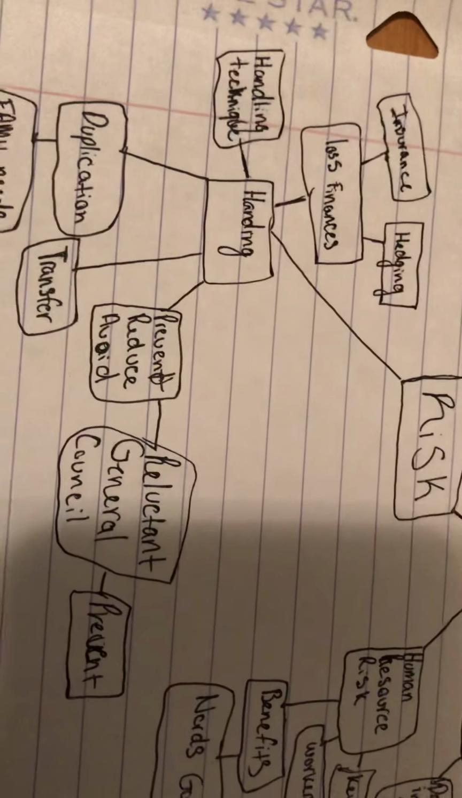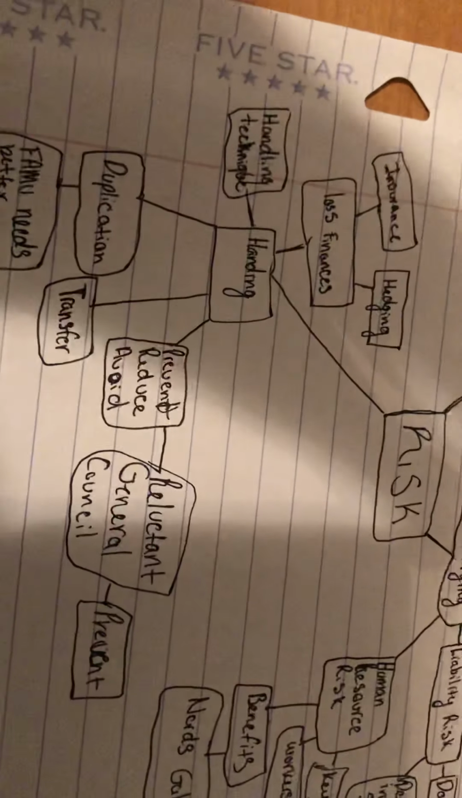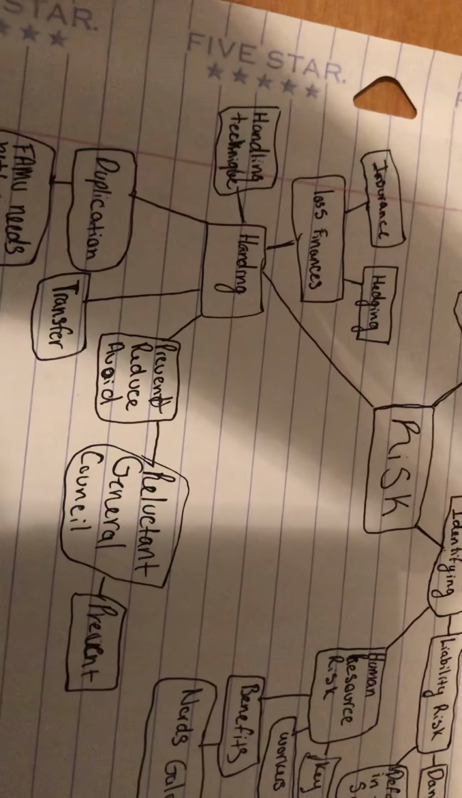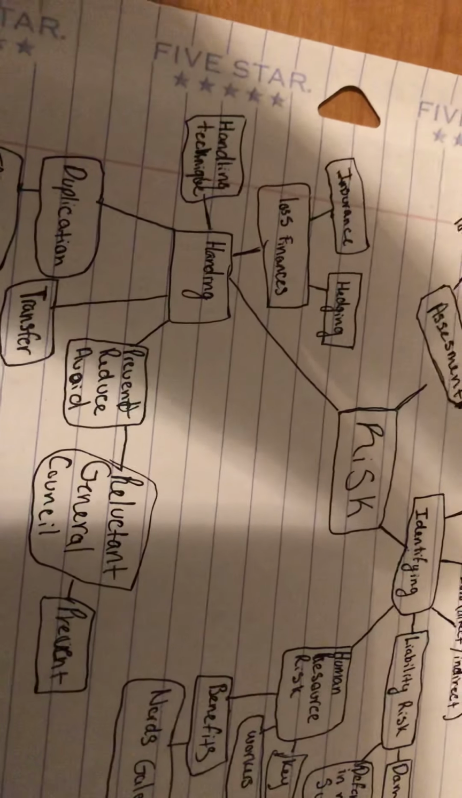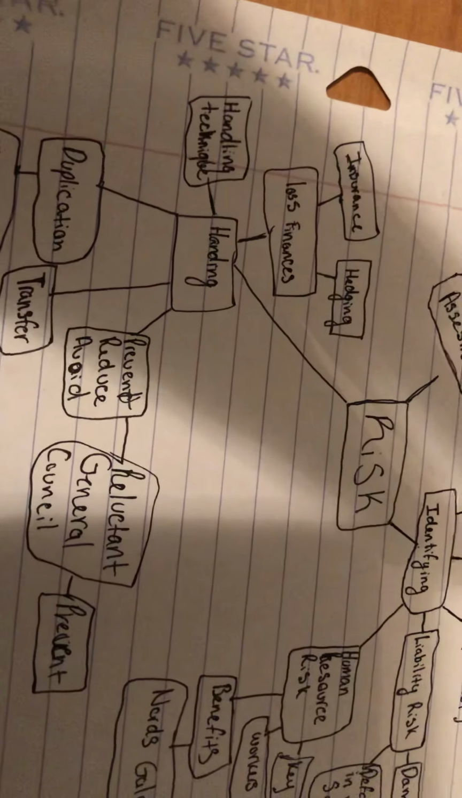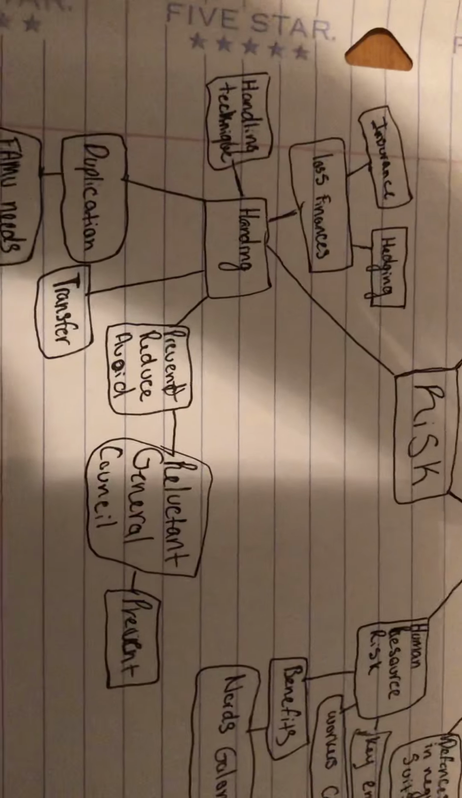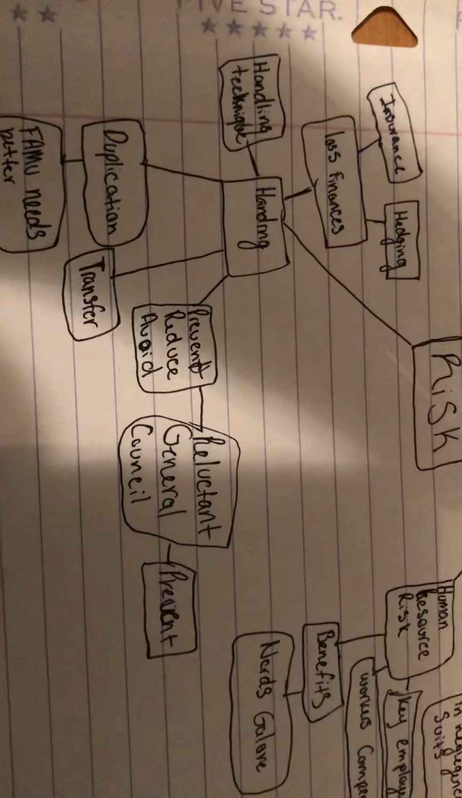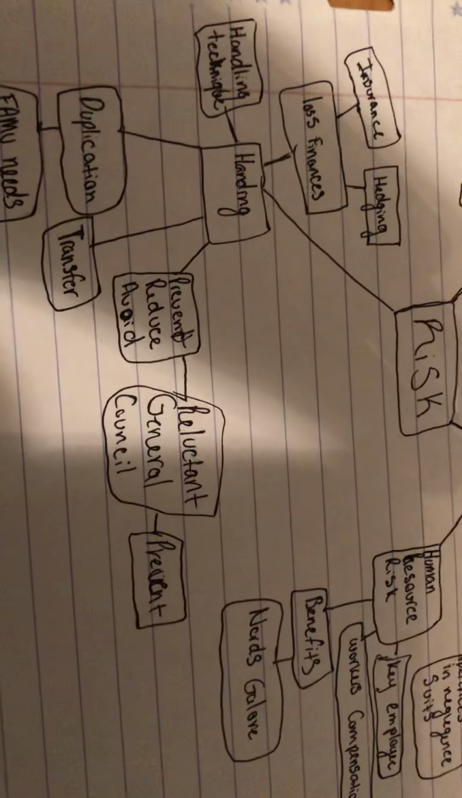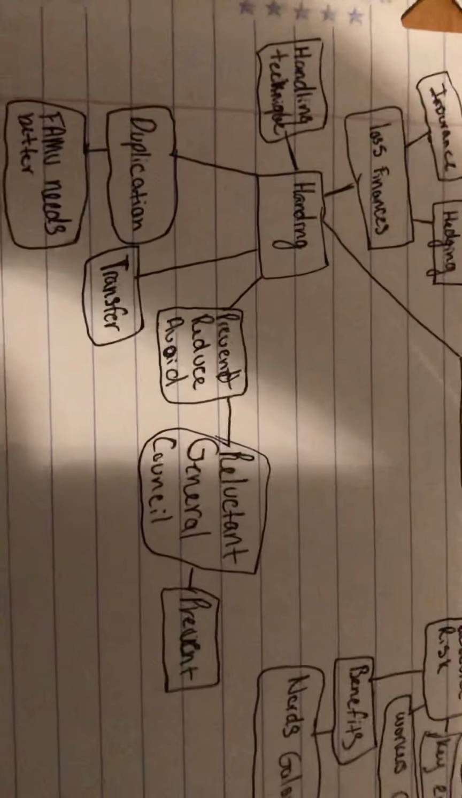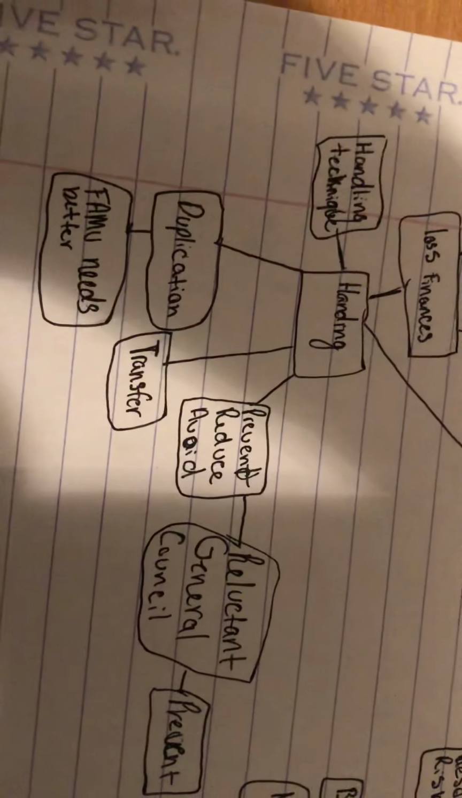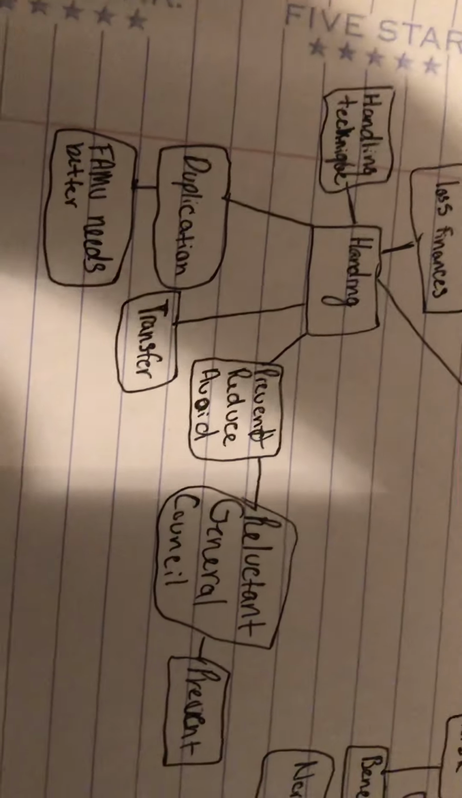And when it comes to handling risk, you want to think about loss finances such as insurance and hedging. You want to have these financial mechanisms in place to make sure that if you do run into some loss, you're financially sound, or things that keep you from running into those financial risks in the first place, such as hedging. When it comes to handling, there's also different handling techniques.